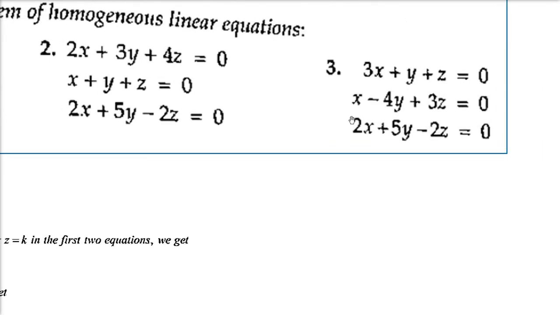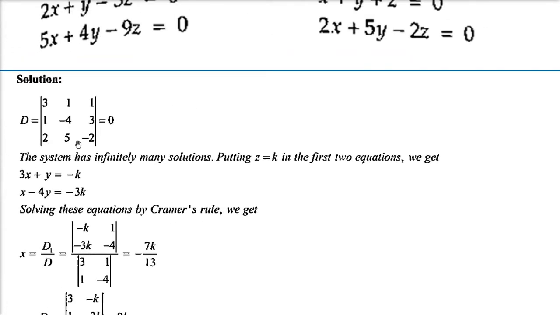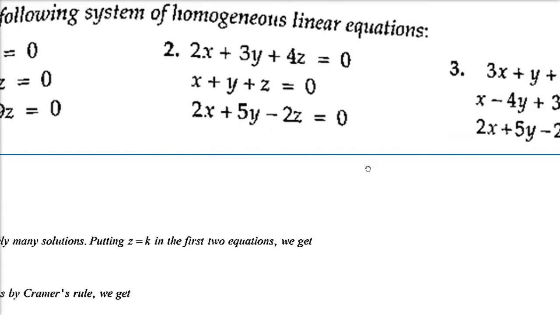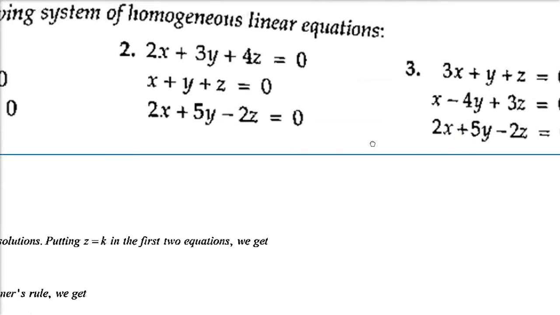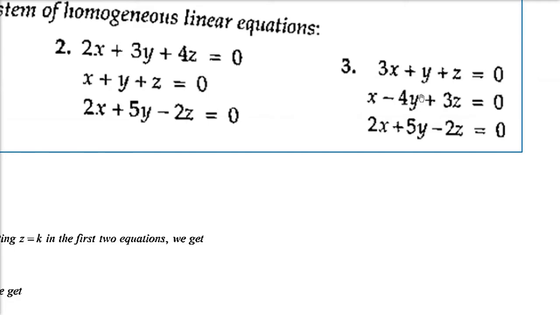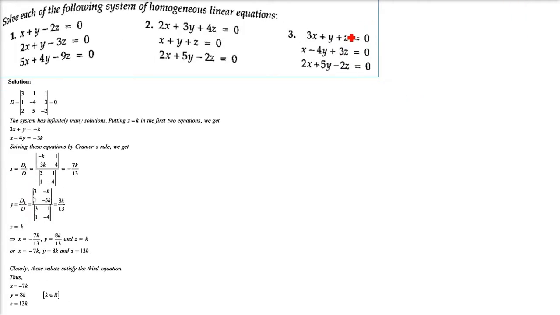This 3x plus y, we will put z as k. So first we are taking the determinant. We'll take the determinant and it will come as 0. Just try it, I'm telling you, it is going to come as 0. And when it comes to be 0, then we put z equals k, and we take two equations, try to find out the value of z, or you can say k, and then we put it in the third equation, whether it satisfies or not.